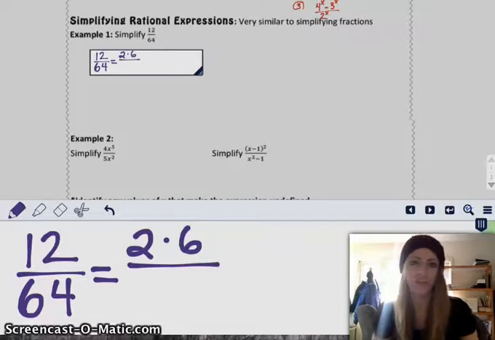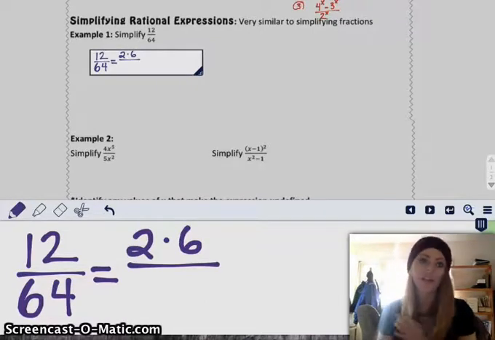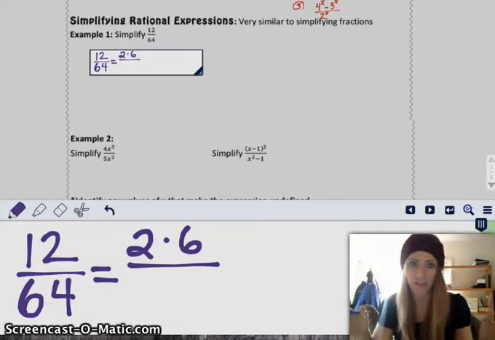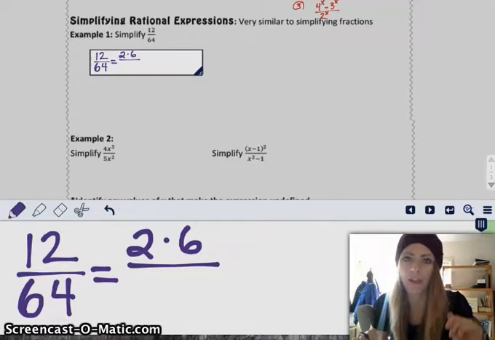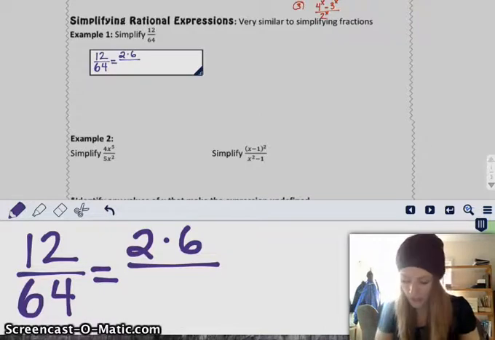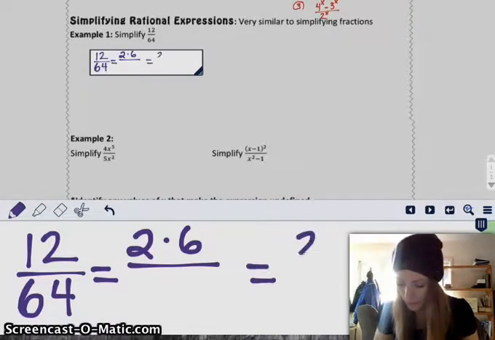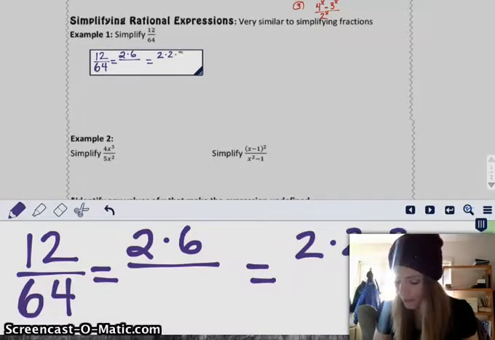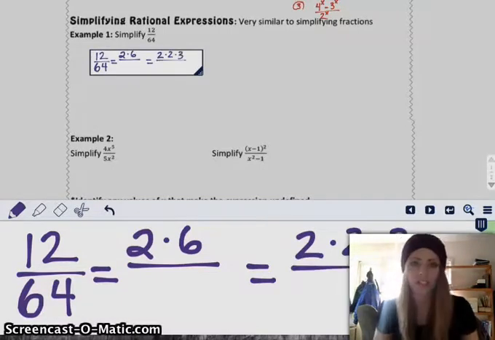And then you could break that up even more if you wanted to. If you go all the way down to the prime factorization, which is every single factor that you have is a prime number, then it's really super easy to simplify. So let's finish that for 12. So 12 would be 2 times 6, which, 6 is 2 times 3, so that's 2 times 2 times 3. And then let's look at 64.